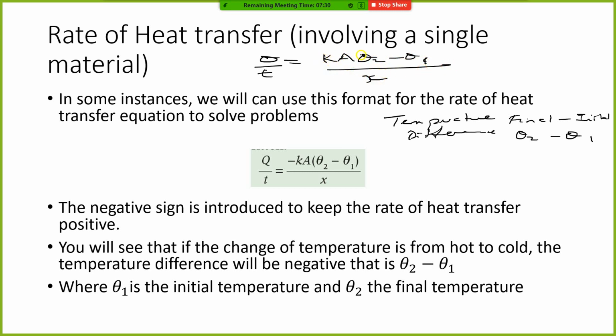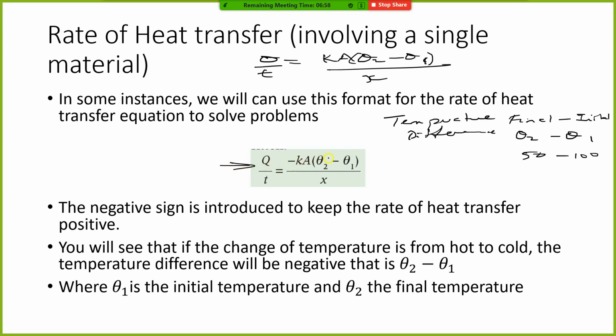When we do this calculation, we are going to get a negative number, because if our initial temperature was 100 and our final temperature is now 50, we're going to get a negative number. So to compensate for that, we just incorporate a minus sign in front here, which is essentially going to make the rate of heat transfer a positive value. So some books you will see this formula in the book.